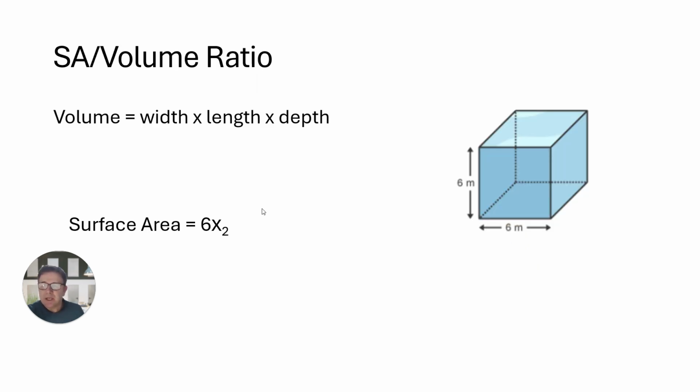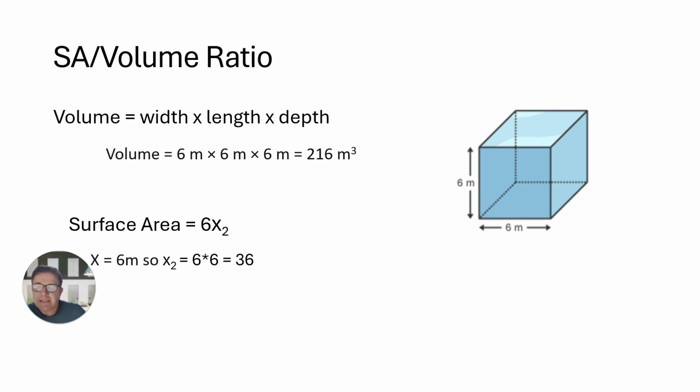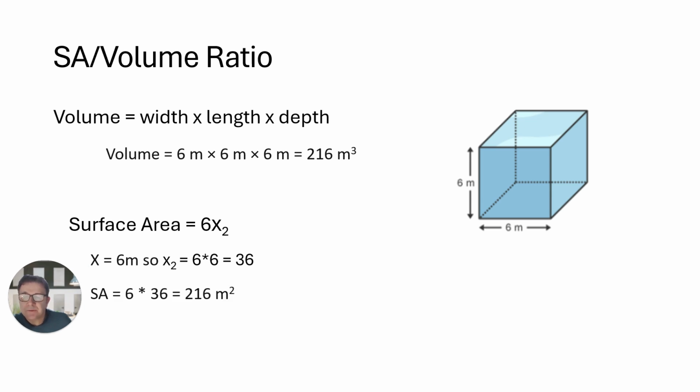Now they do need you to know how to calculate the volume and surface area of a shape. So volume is width times length times depth. In this example, it's 6 times 6 times 6, so it's 216 meters cubed, because cubed is volume. And then surface area is 6x squared, where 6 meters is x, so x squared is 6 times 6, which is 36. So 6 times 36 gives you 216 meters squared.